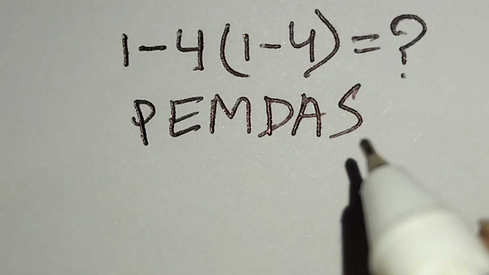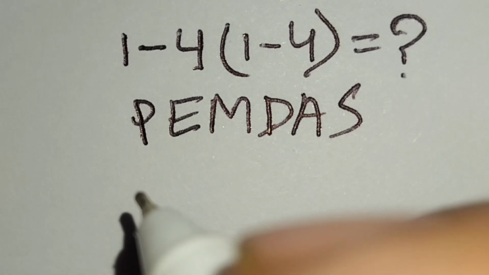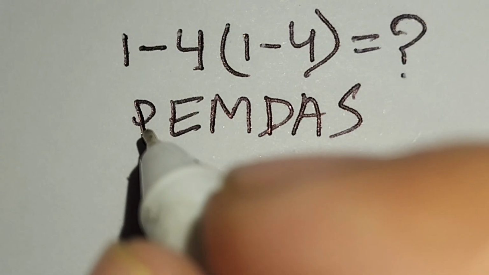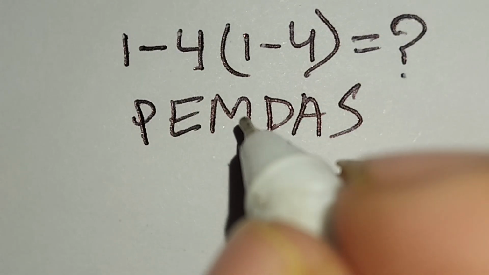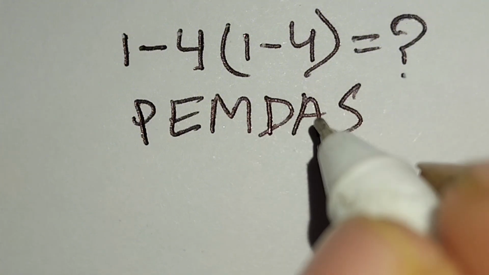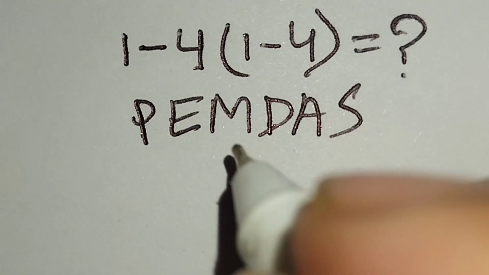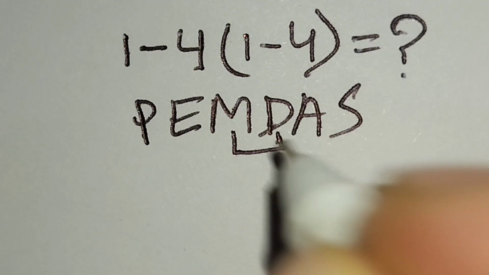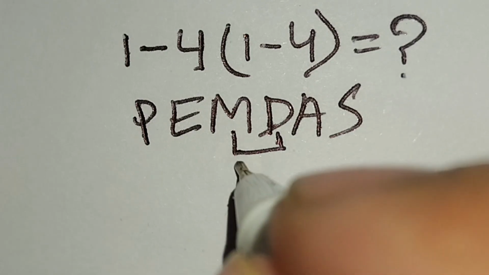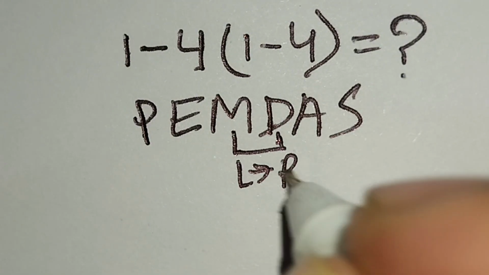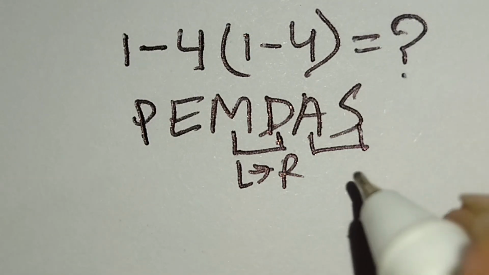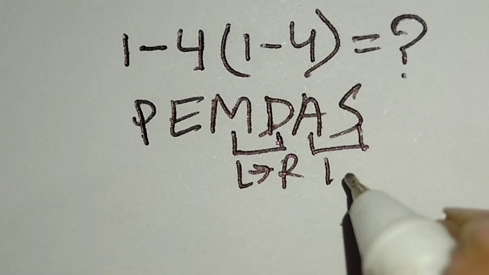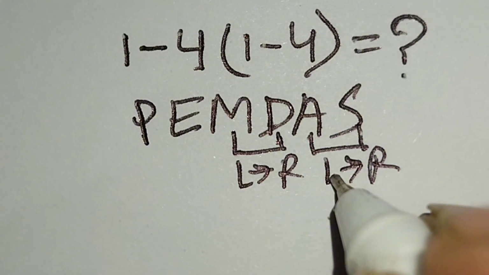PEMDAS. According to the PEMDAS rule, at first we have to work with parentheses, then exponent, then multiplication or division, then addition or subtraction. Remember, multiplication and division have the same priority. For this we have to work left to right. And addition and subtraction have the same priority. For this we have to work left to right also.